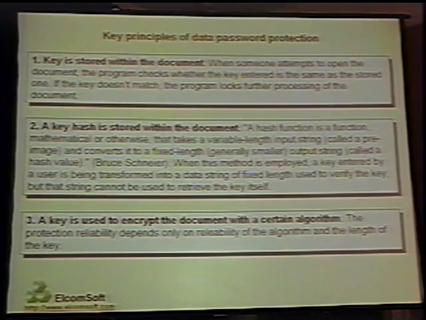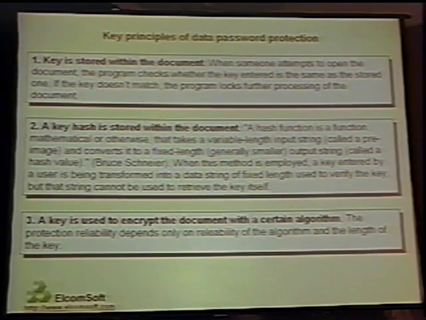A hash function is a function, mathematical or otherwise, that takes a variable length input string called pre-image and converts it to a fixed length, generally smaller output string called a hash value. When this method is employed, a key entered by a user is being transformed into a data string of fixed length used to verify the key, but it cannot be used to retrieve the key itself. This protection method is not secure enough for the following reasons.